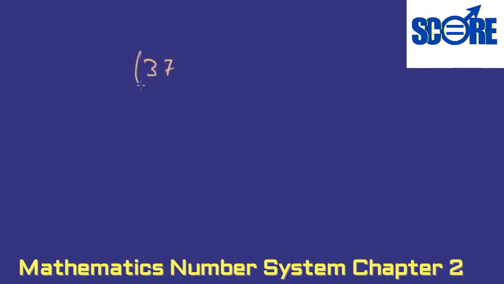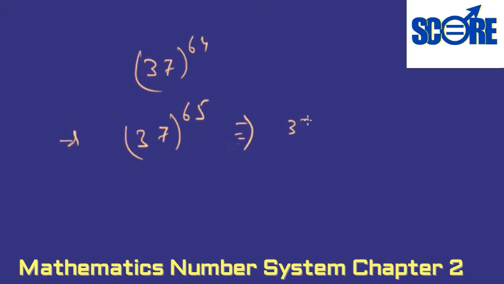You have solved the problem of 37 raised to power 64. How can you solve a problem like 37 raised to power 65? Here you might be confused, because we need 7 raised to power 4n and 65 is not divisible by 4. What we have to do here is make it 37 into 37 raised to power 64. Now this 37 raised to power 64 can be split like 37 raised to power 4 and raised to power 60.